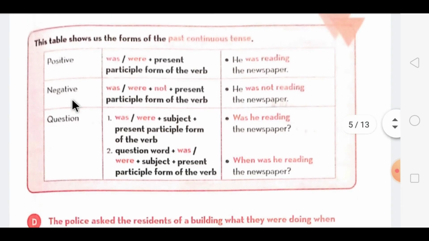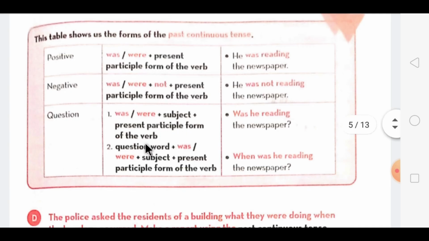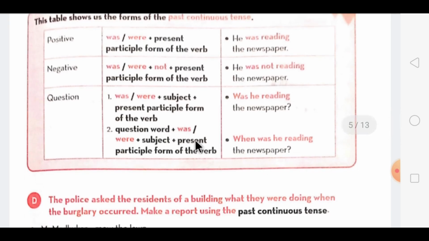Then the next is when we form negative sentence, the formation will be was were plus not plus present participle means ing form of the verb. Then when you are forming a question, so the was were form will come in the starting, then plus subject, then the present participle means ing form of the verb. Then when we are using the question word, so first the question word comes, then we use was were according to the subject, plus the subject and plus the present participle means ing form of the verb.